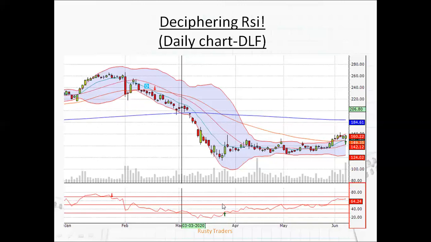All right. I hope I have made myself clear with these two examples. This is how you practically apply the RSI.